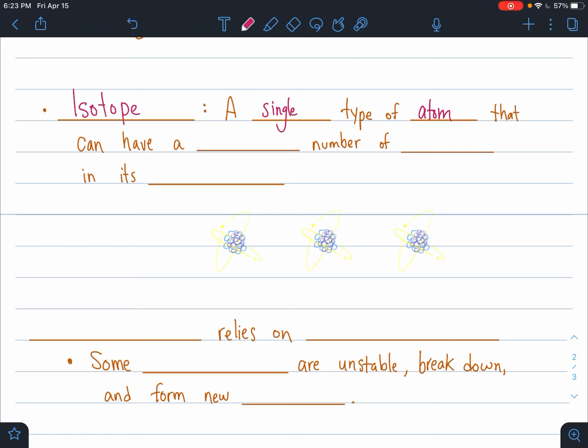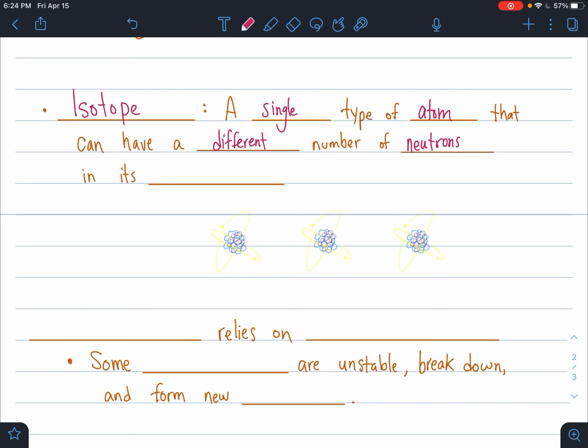If you remember what an atom is, well, it's the structure of any element on the periodic table of elements. Each element on the periodic table, if it's by itself, is considered an atom. On the inside, there's the nucleus, and on the outside are the electrons zooming around the nucleus. So an isotope means that we have a single type of those atoms, and that atom can have a different number of neutrons in the nucleus.